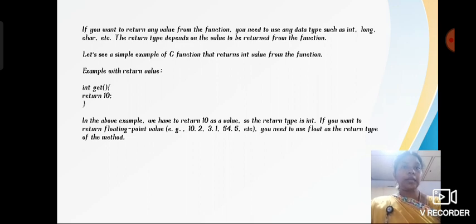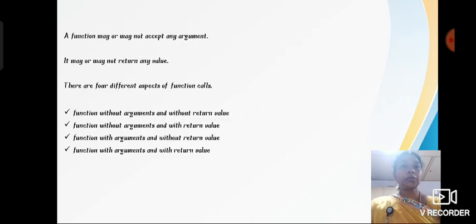So here in this example, int get, the 10 is an integer type of value that is to be returned. So here there are some examples. If you are giving the return type as float, it returns float values. So these are the categorizations of the functions. We are categorizing the functions into 4 different types.